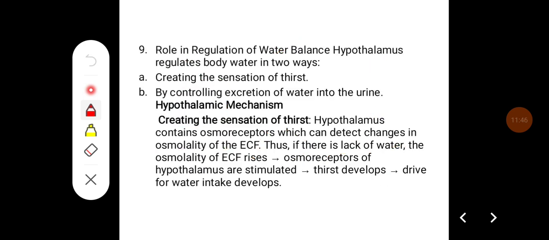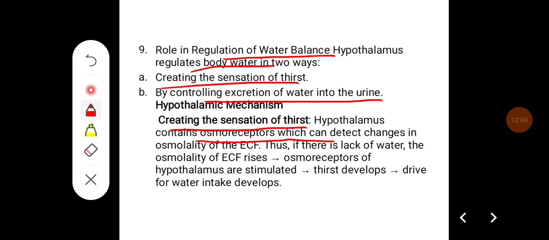Then it has a role in the regulation of water balance. The hypothalamus regulates body water in two ways: by creating a sensation of thirst and by controlling the excretion of water in the urine. Creation of sensation of thirst: the hypothalamus contains osmoreceptors which can detect changes in osmolality of the extracellular fluid. Thus, if there is a lack of water, the osmolarity of ECF rises, osmoreceptors of the hypothalamus are stimulated, thirst develops, and drive for water intake develops.